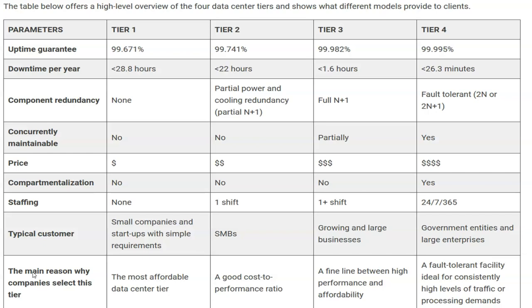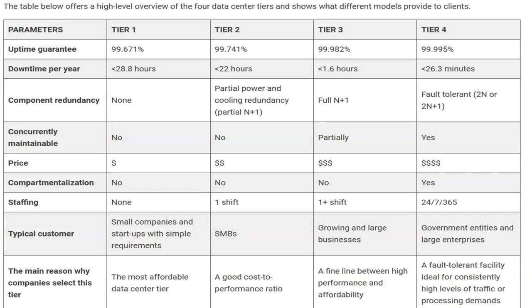The cost increases from tier 1 to tier 4. Compartmentalization is only done in tier 4; tiers 1, 2, and 3 have no compartmentalization. Staffing is 24/7, 365 days of the year in tier 4, while tier 1 has no staffing. Tier 2 has one staff, and tier 3 has one plus staff.